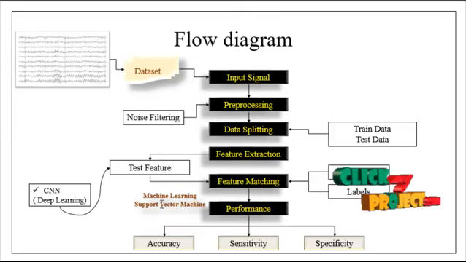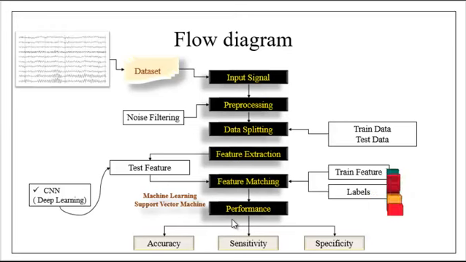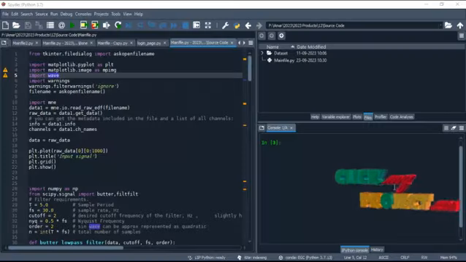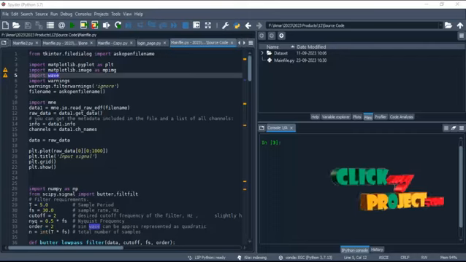Then the classification is done to estimate whether the input signal is normal or abnormal by means of the machine learning classifier named support vector machine. By using this classification, the final result of the process will be displayed as normal or abnormal. After that, the final stage of the project is performance estimation. In this performance estimation, accuracy, sensitivity and specificity will be evaluated to estimate the performance of the classifier. Now we are going to discuss the running procedure of the process.